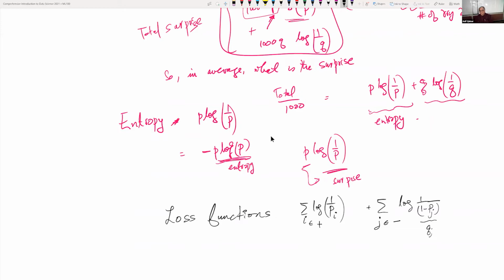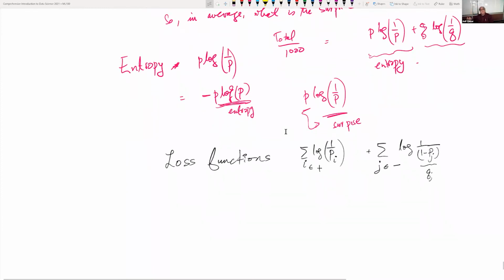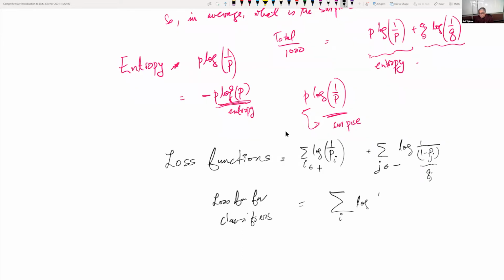And so this long journey has taken us to a very interesting notion, that a good loss function for classifiers is this. So this is for the binary situation, right? Positive and negative, right? So it is summation over i of log 1 over pi, plus summation over j of log of 1 over 1 minus pj, right?